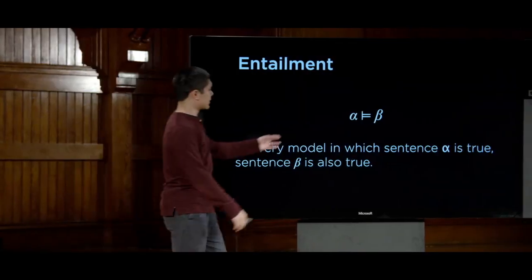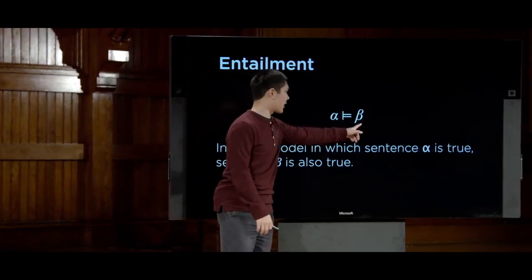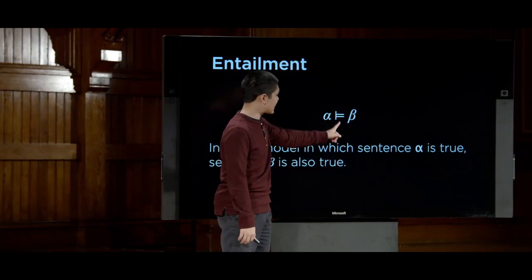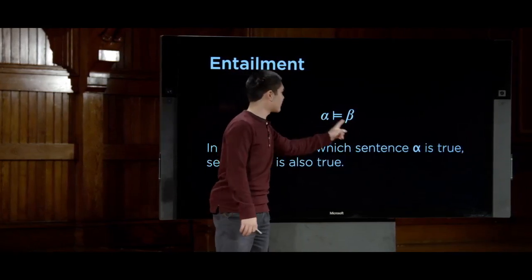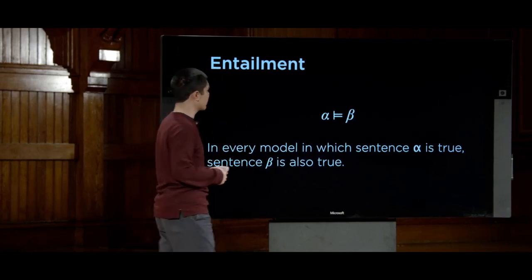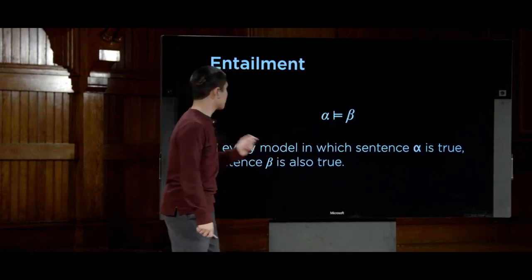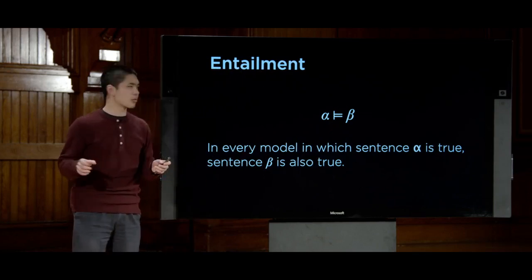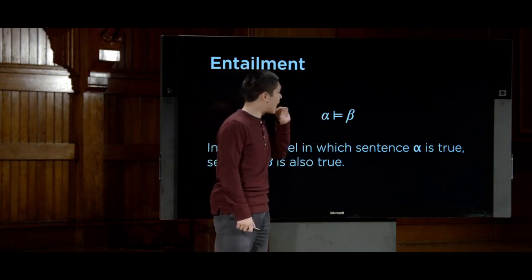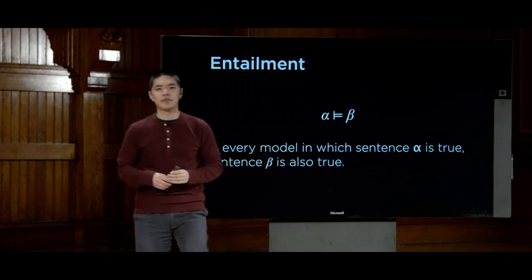Well, to understand those conclusions, we'll need to introduce one more idea, one more symbol, and that is the notion of entailment. So this sentence here, with this double turnstile and these Greek letters, this is the Greek letter alpha and the Greek letter beta. And we read this as alpha entails beta. And alpha and beta here are just sentences in propositional logic. And what this means is that alpha entails beta means that in every model, in other words, in every possible world in which sentence alpha is true, then sentence beta is also true.